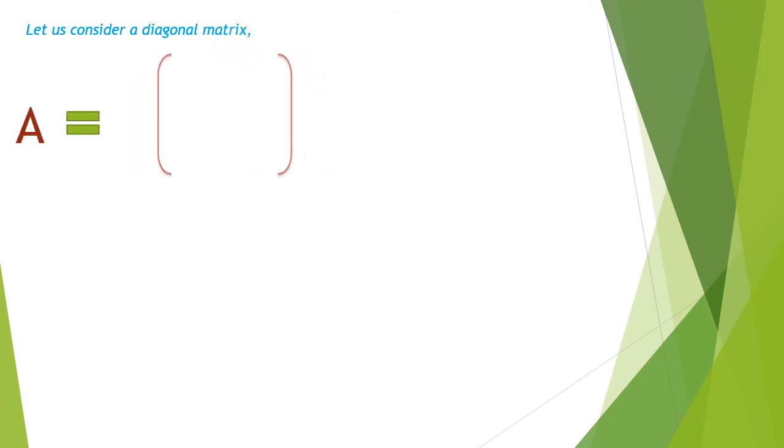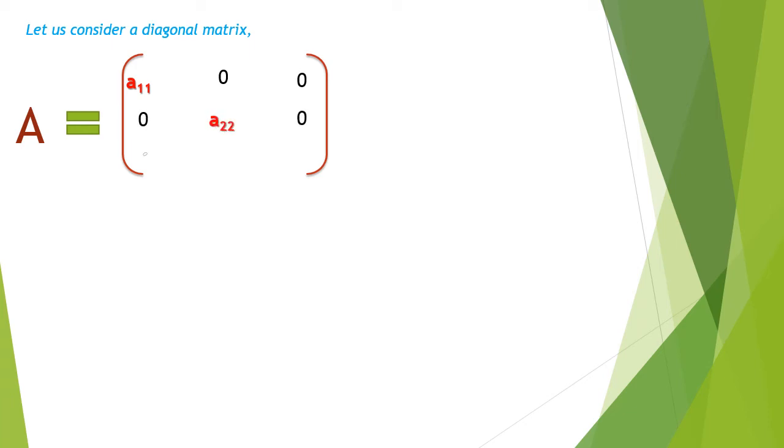We are on to another type. It is written in general form. Now this is a diagonal matrix. As we can see, the principal diagonal elements are non-zero and the rest of the elements are zero. You can see the principal diagonal there, they are non-zero.